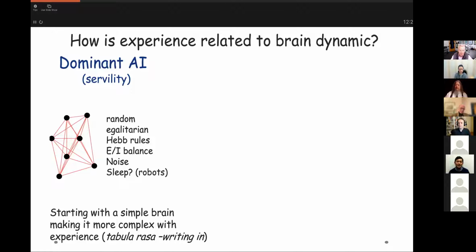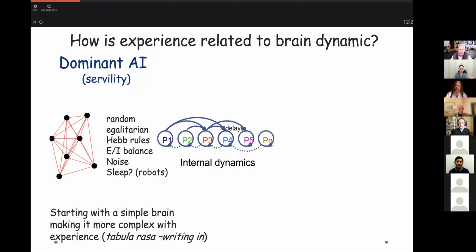Now, the whole idea here is that you start with a simple brain and make it more and more complex, and the complexity scales with experience. You can call this model tabula rasa, or blank slate. And Christof very eloquently already pointed out that this is not the kind of brain most brain scientists look at or imagine. Brains have internal dynamics, and it's a common word, but we don't really explain what it is. So I give it a try and explain what it is.